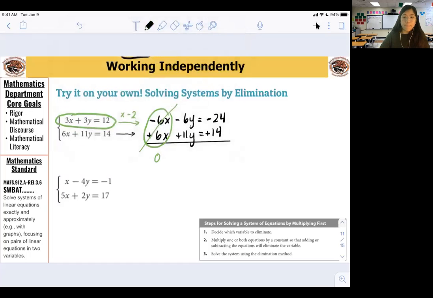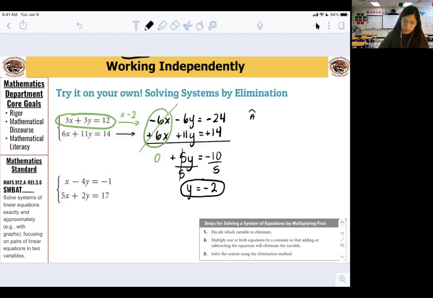What about my y's? I have a positive 11. I'm adding 11, so it's -6 plus 11. What do I get? 5. So 0 plus 5y. And over here, -24 plus 14, since I have a plus sign. What do I get? -10. So my final answer, when I divide by 5, what do I get? -2. So y is -2.